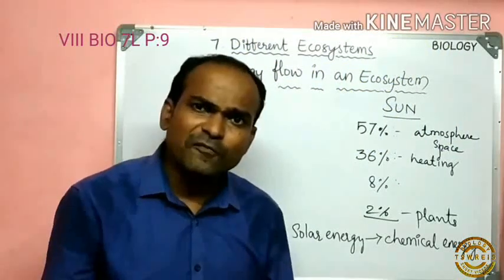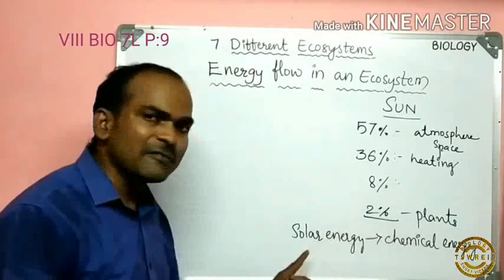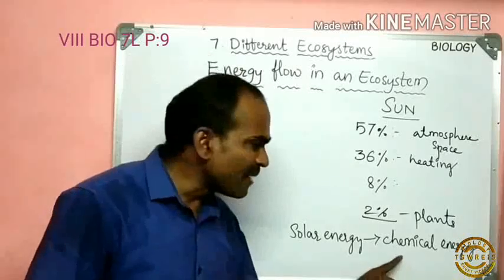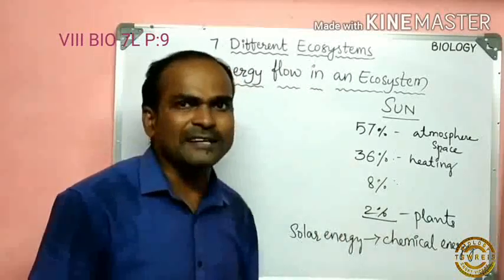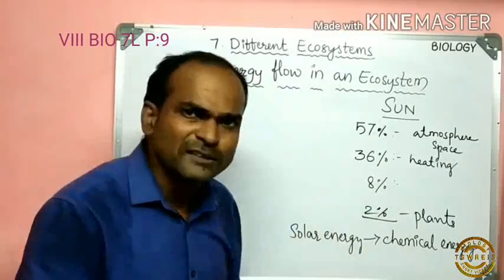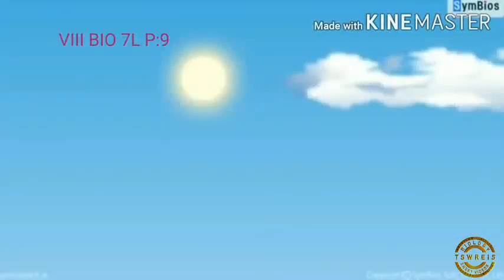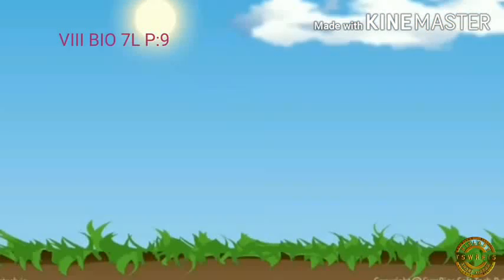By the process of photosynthesis, plants are converting the solar energy into chemical energy. And the chemical energy which is stored in the plants is transferred into the ecosystem through the food chains and food webs. Let us observe how this energy is flowing in an ecosystem.